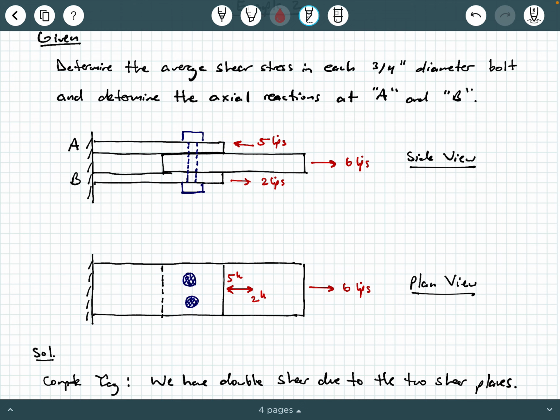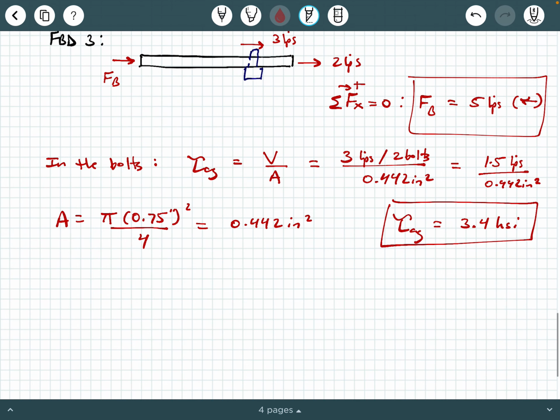So be very careful. We're dividing by 2 the first time because we have 2 shear planes. The system is in double shear. We're dividing it by 2 the second time because we have 2 bolts. All right. So that concludes this example. We calculated those axial reactions at plates A and B and the average shear stress in those bolts, in each bolt, and that'll be it.